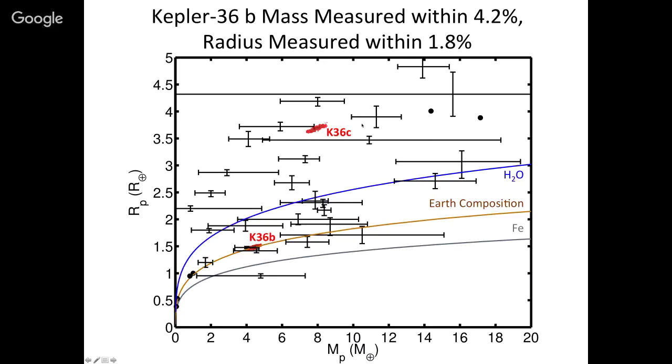So Kepler 36c needs to have several percent of its mass in a hydrogen-dominated envelope. So it could be perhaps more accurately described as a sub-Neptune type planet. Whereas you can see by eye on this mass radius diagram that Kepler 36b is very consistent with having an Earth-like bulk composition. But we can do better than that, in fact.